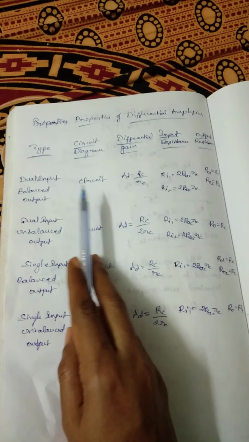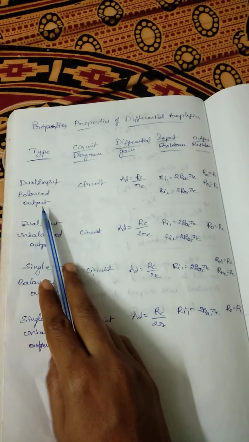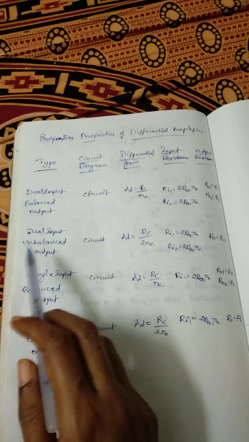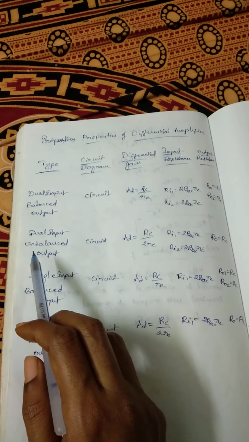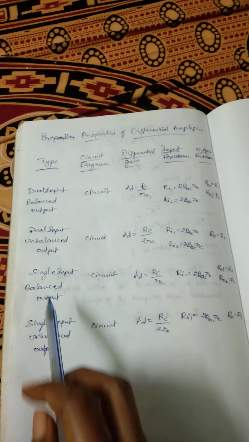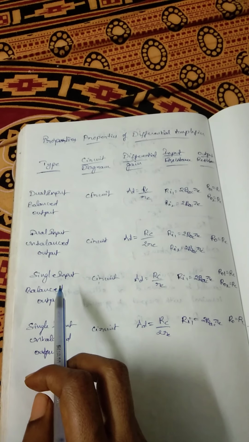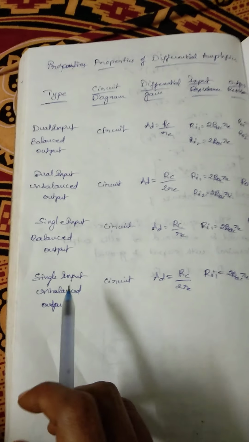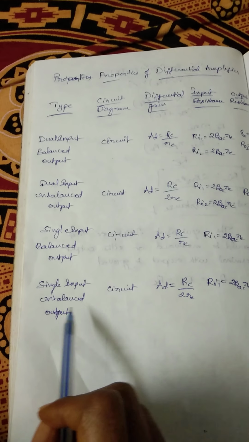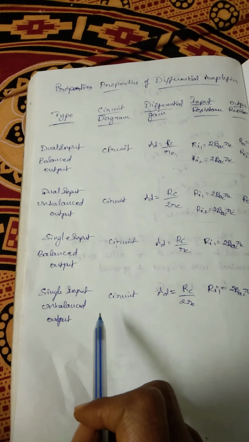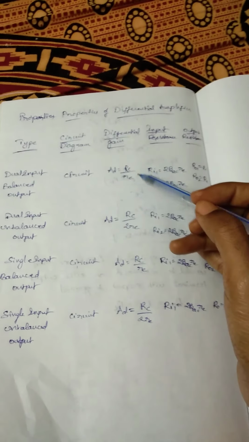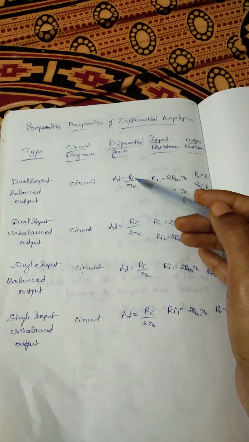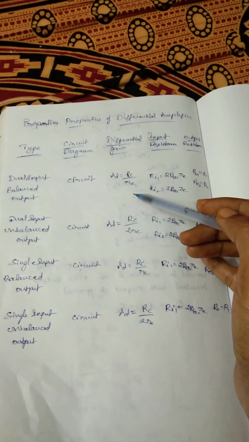In this case, we have two inputs and the output is taken between two collectors. For the second case also, we are applying two inputs and the output is taken at one collector with respect to ground. In this case, we are applying only a single input and the output is taken between two collectors. And in this case, we are applying a single input and the output is taken at one collector with respect to ground. And for the DIBO configuration, the differential gain is capital RC by small re.